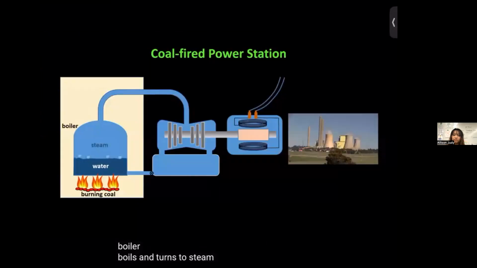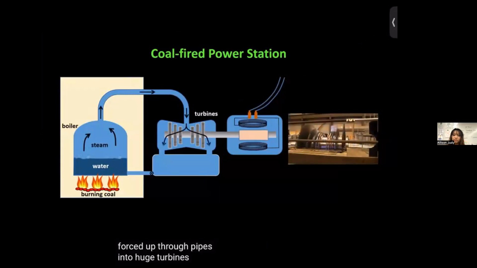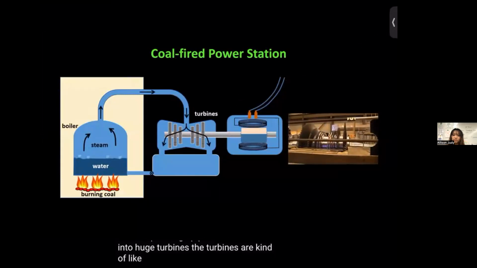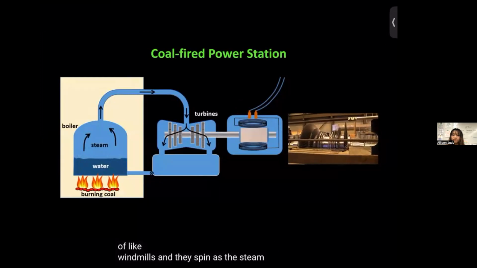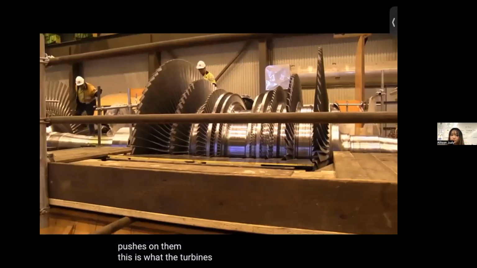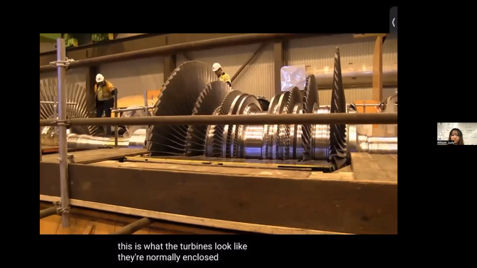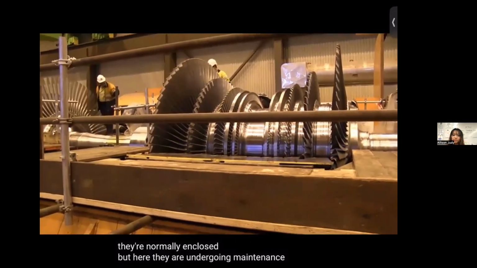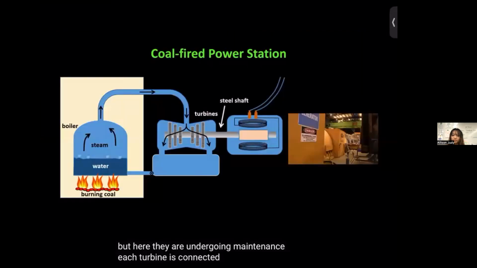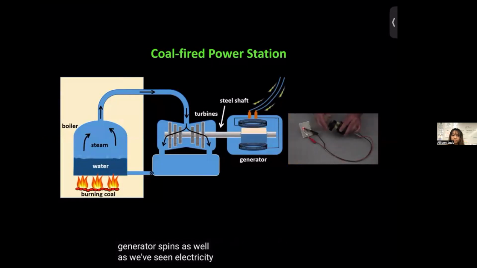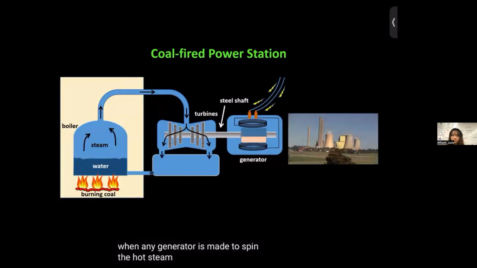The water in the boiler boils and turns to steam. The steam is forced up through pipes into huge turbines. The turbines are kind of like windmills, and they spin as the steam pushes on them. This is what the turbines look like. They're normally enclosed, but here they are undergoing maintenance. Each turbine is connected to a generator so that as the turbine spins, the generator spins as well. As we've seen, electricity is produced when any generator is made to spin.